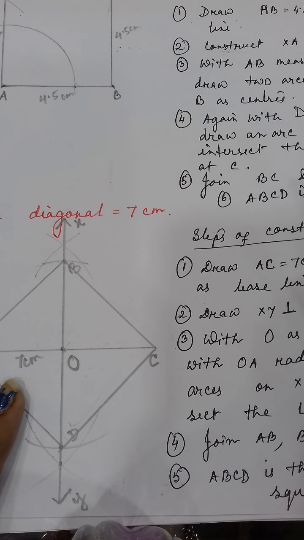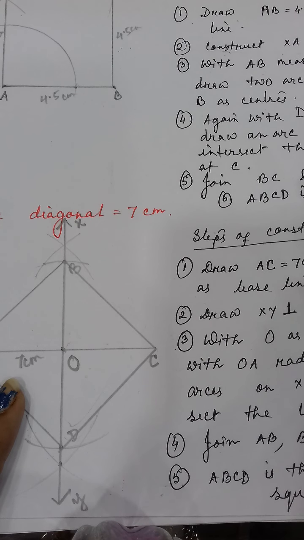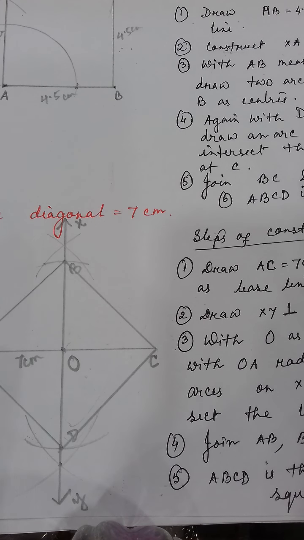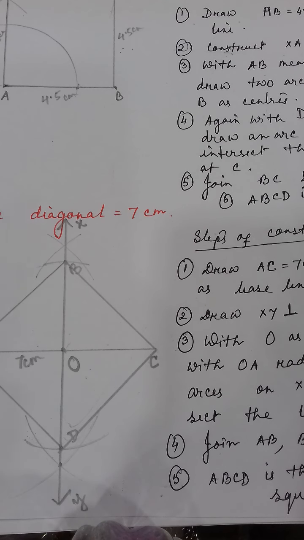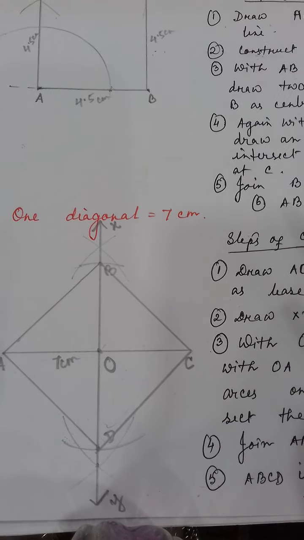Along with this, whatever the rest of the sums are in your exercise, in the exercise of your book, you will complete those. Got it or not, students? Have you understood? In the next class, I will start with rhombus and parallelogram. Clear? For each class, one special construction I will teach. Got it, students? I think you all have understood.